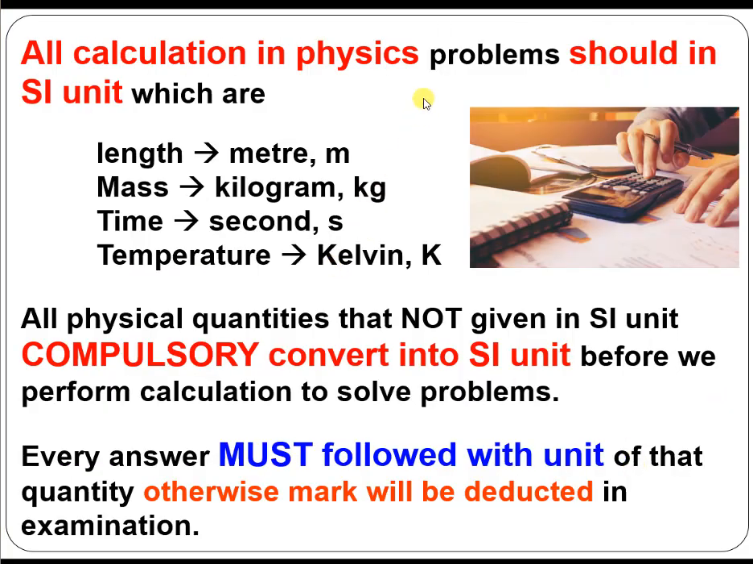In physics calculations, we always use SI units. For example, length, meter, mass, kilogram, time, second, temperature, Kelvin. If the question gives a value that is not in SI unit, we must convert it first before doing any calculations. Remember, the final answer must always include the correct unit. Without a correct unit, marks will be deducted in examinations.